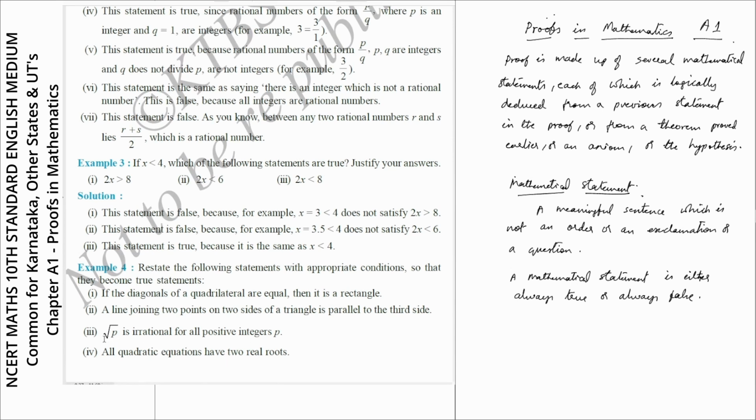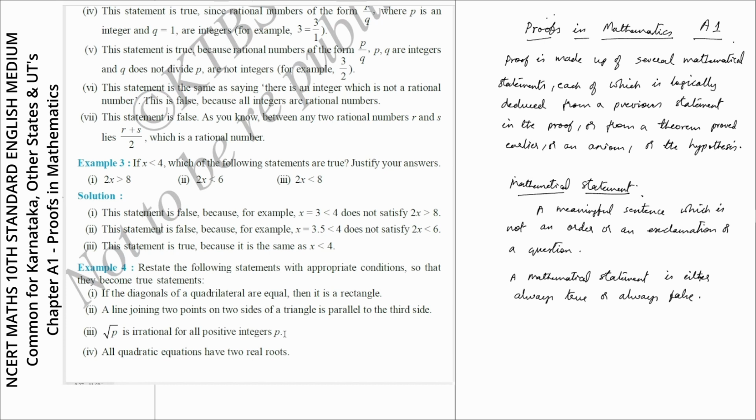So third question: root p is irrational for all positive integers p. You know what an irrational number is. What if p is equal to 4? Root of 4 is 2, but 2 is not an irrational number. Similarly, if we take p as 9, then root of 9 is equal to 3, which is not an irrational number. So this statement will be true if p is not a perfect square.